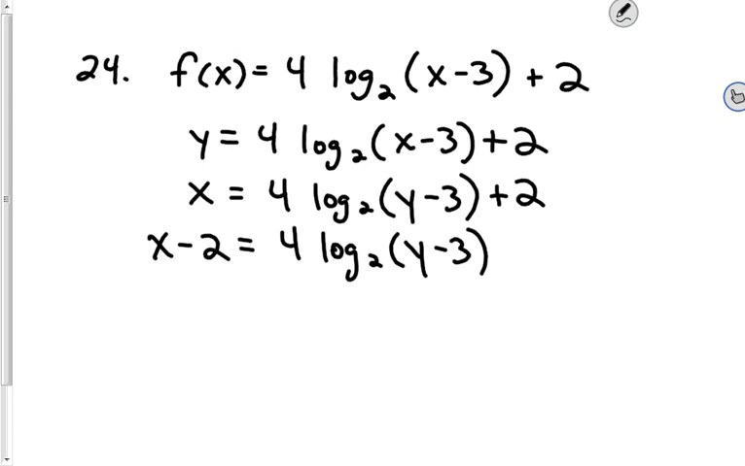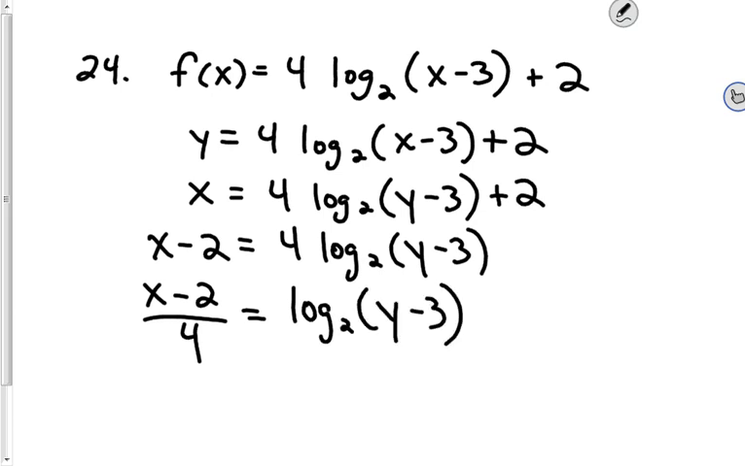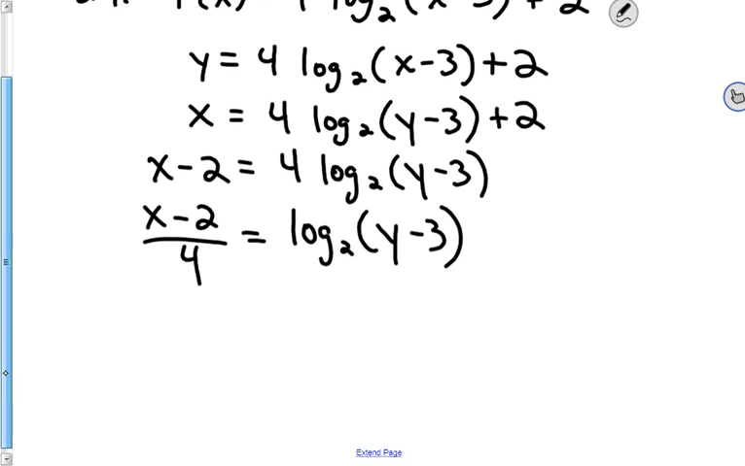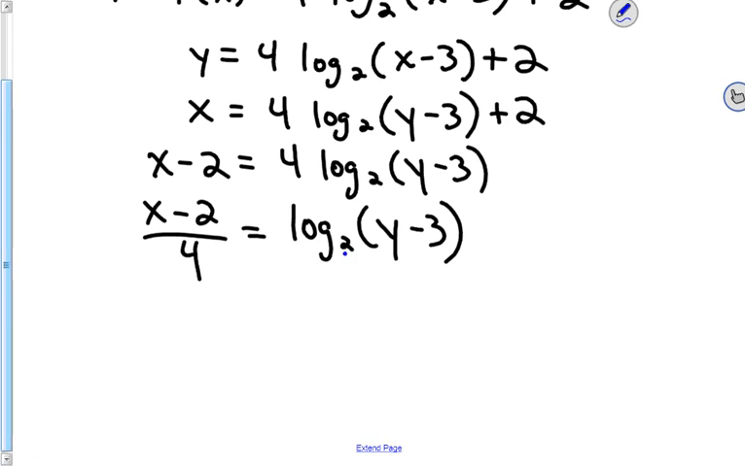Next thing I need to do is divide both sides by 4. Those will cancel out, right? And leave me with x minus 2 over 4 equals log base 2 of y minus 3. Now we've isolated that log base 2 of y minus 3, and we're ready to convert the logarithm to an exponential equation. So I'm going to do my circle. I'm going to start with my base of 2. That whole thing will be my exponent, and that'll end up being my answer.